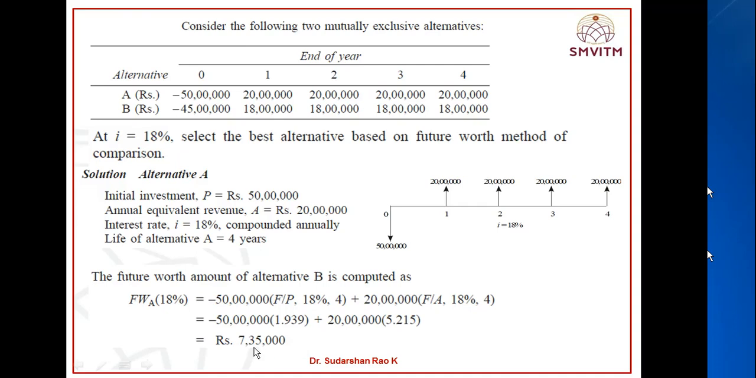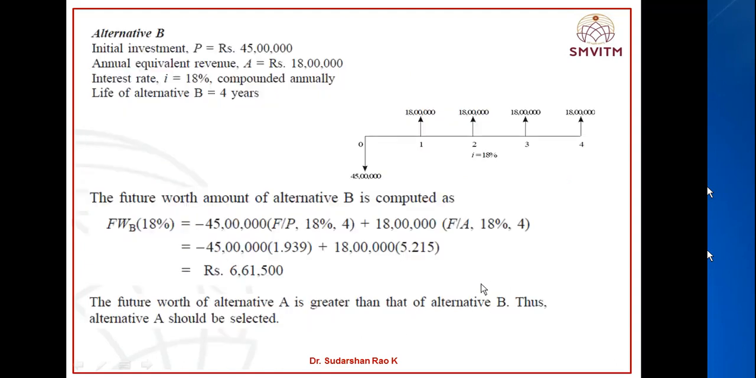The future worth of alternative A is positive, therefore it is a benefit, or revenue. The revenue is 7,35,000 from alternative A. Similarly, for alternative B, the initial investment is 45 lakhs and the annual revenue is 18 lakh for 4 years, at 18% compounded annually. Here, to find the future worth, the present value is minus 45 lakh into F by P 18% 4, and 18 lakh is annual.